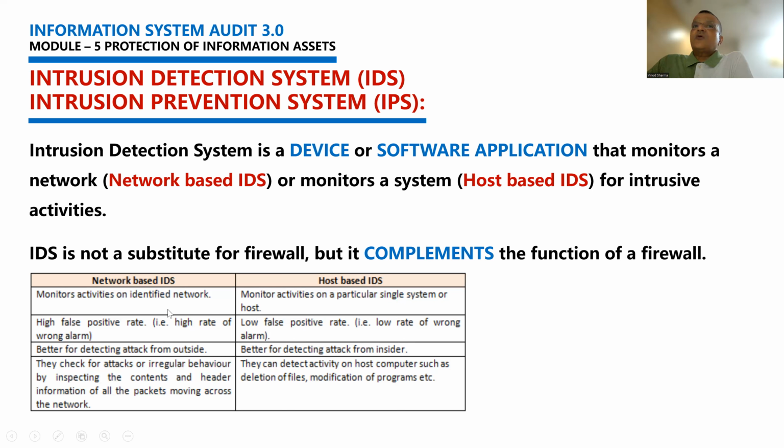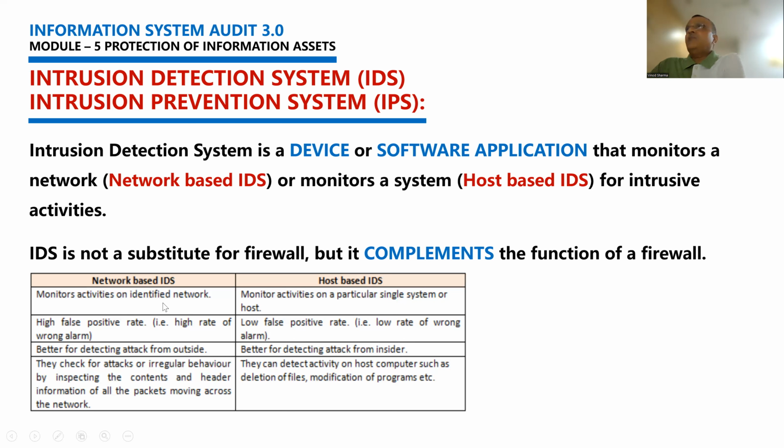I have spoken about the network-based intrusion detection system and the host-based intrusion detection system. Let's see the difference between the two. Network IDS monitors activities on identified networks. Certain networks are identified, so they keep monitoring all the traffic on that particular network. Host-based IDS monitors activities on a particular system or host. As I mentioned earlier, host means we are talking about a single system. But when talking about the network, I'm talking about the traffic coming into and going out of the system. Network-based IDS has a high false positive rate, that is, a high rate of wrong alarms.